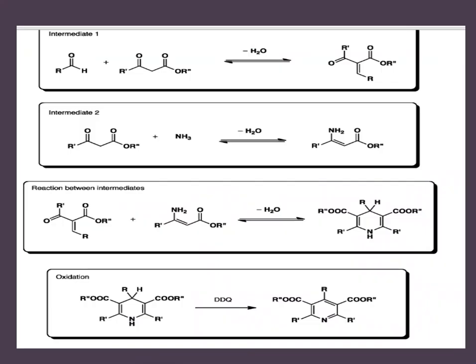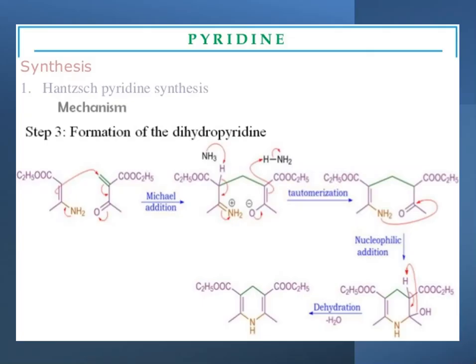And the last step is your oxidation with DDQ. This dihydropyridine, which is formed, when you treat it with DDQ, that is an oxidizing agent, it removes your hydrogen and you get your aromatization. You get your aromatic pyridine ring. So this is your last step. If you want to convert it into the final pyridine molecule, then you have to treat it with DDQ. That is oxidation takes place and you get your substituted pyridine.